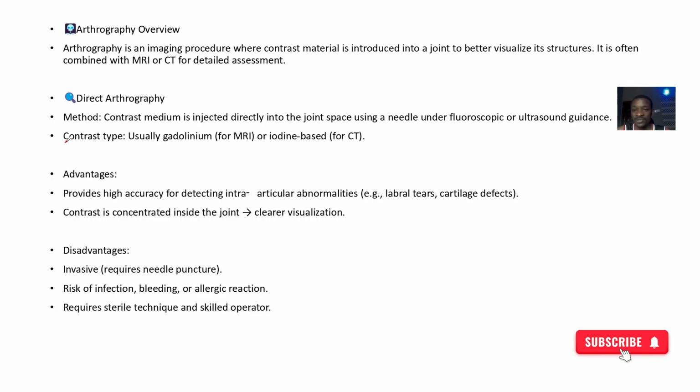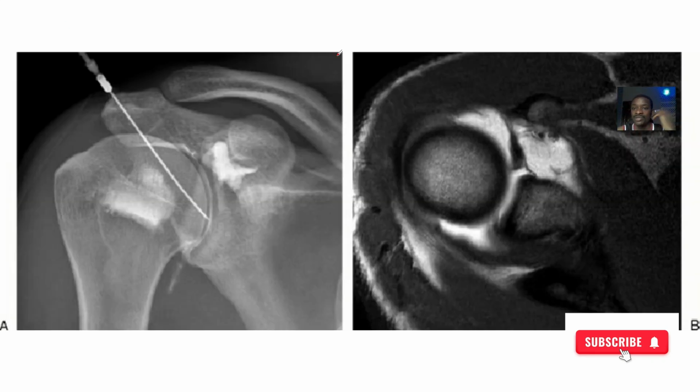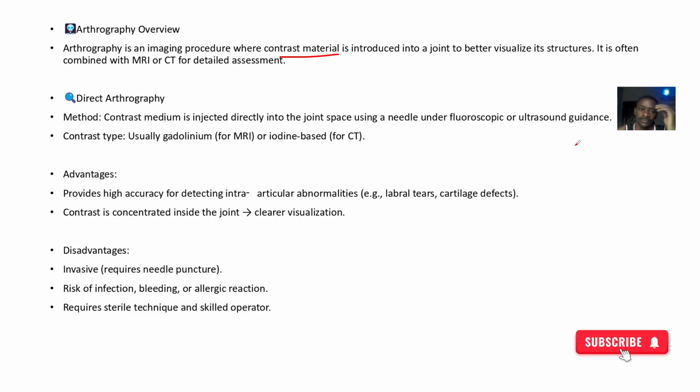So arthrography, generally you should know, is a procedure where contrast material is introduced into a joint. You can see this is the needle. So this needle is injecting the contrast material. When you put that contrast material, it will help show some components of that joint that normally wouldn't have shown up so well, but because of the contrast they'll show well now. Okay, so it's just for detailed assessment, using MRI and CT scans.